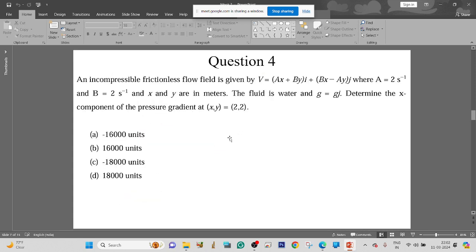An incompressible frictionless flow field is given as this equation, where A value is also given, B value is also given, and the fluid is water and G is given as Gj. Determine the x component of the pressure gradient at x y 2 2. So what will be the x component? So it's very easy. You can solve it.